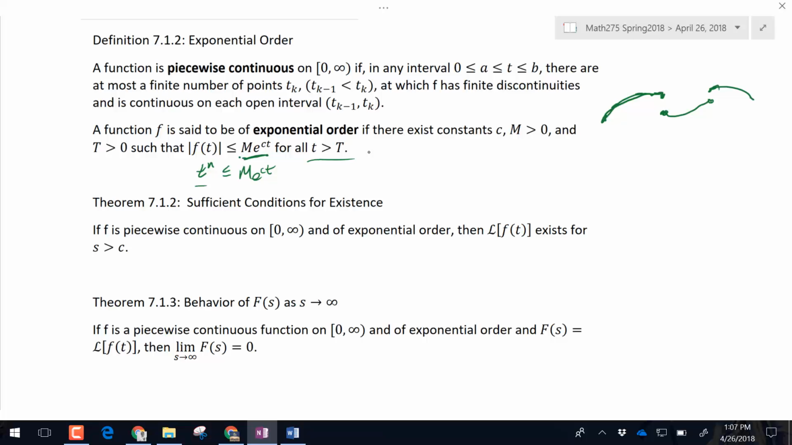And then the next theorem talks about conditions for existence, that a function has a Laplace transform if it's of exponential order.